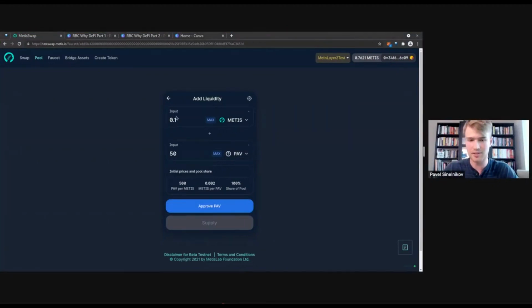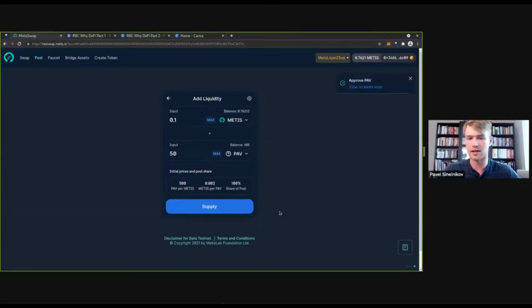In order for the smart contract to withdraw my PAV tokens, I need to approve it. So I'm going to approve it. There's a MetaMask notification, probably don't see it, but I'm going to confirm. Essentially, this allows the smart contract to withdraw my PAV tokens directly from my wallet. Since this is a trusted application, it's fine. If you were doing this with an untrusted application, it could lead to bad circumstances. But since it's trusted, we approve it, and now we're able to supply this liquidity.